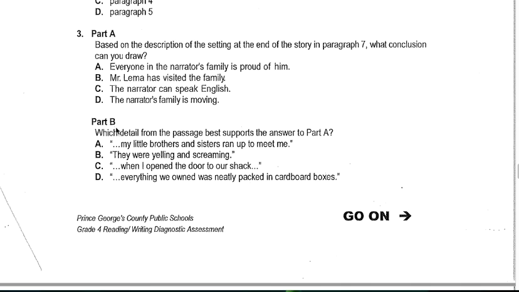Part B. Which detail from the passage best supports the answer to Part A? A. My little brother and sisters ran up to me. B. They were yelling and screaming. C. When I opened the door to our shack. D. Everything we owned was neatly packed in cardboard boxes.